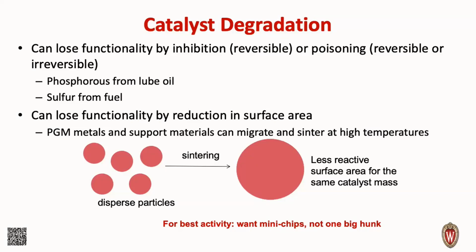The other way catalysts can lose activity is by reduction in surface area. So the platinum group metals and support materials at high temperatures can migrate and sinter, right? You've seen that coalescence of raindrops on your windshield, same kind of thing. The surface tension forces pull them together. So you have all these little mini chips, and then due to temperature, they all get glommed together and make this one big chip. And so the problem is, for the same amount of mass, you have less surface area in one big particle than you do in all these little particles. So for the best activity, we want mini chips in our cookie, not one big chunk, right?